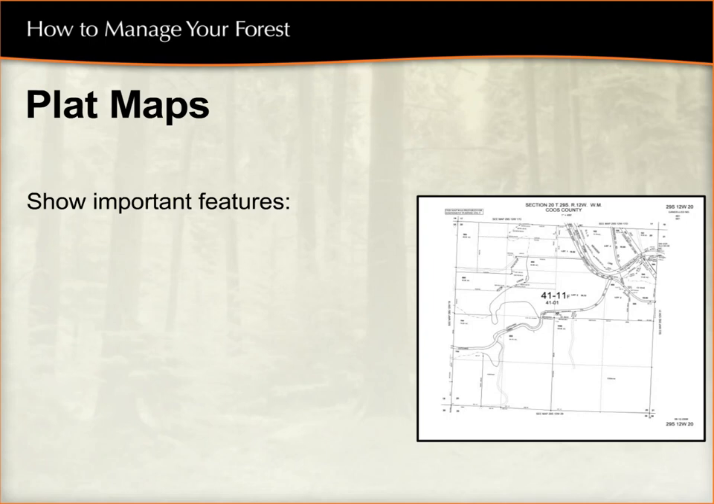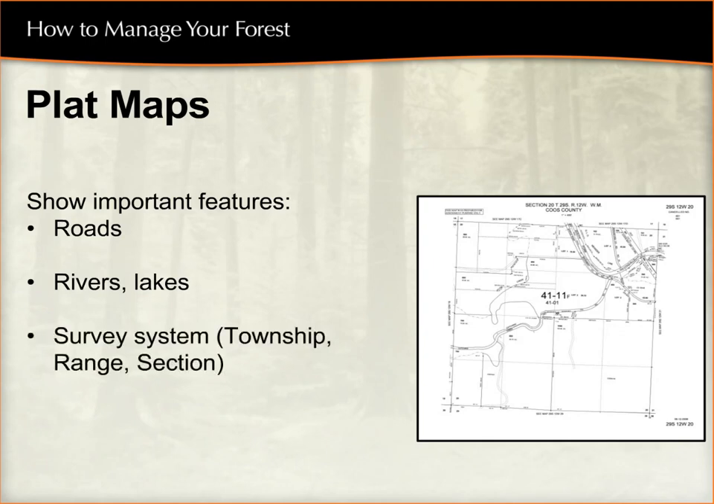Now, there are lots of different features contained in a plat map. These include roads, physical features like rivers and lakes. Plat maps also contain public land survey information. Basically, they tell you what township and section you're in. And plat maps also contain ownership boundaries. So basically, each tax lot will be drawn out on the plat map. This lets you know where your property boundaries sit in relation to your neighbors. Now, these maps can be found either at your local assessor's office or online.